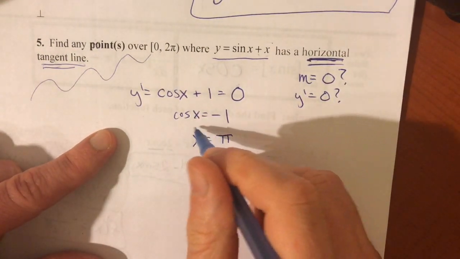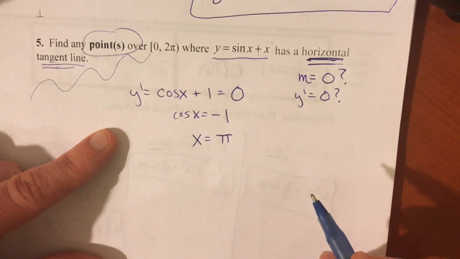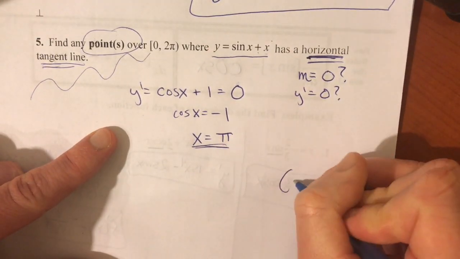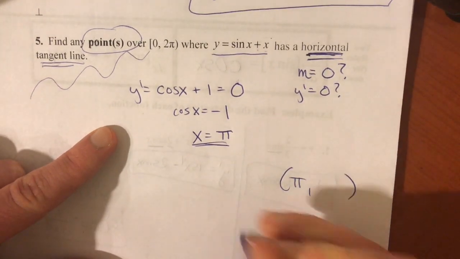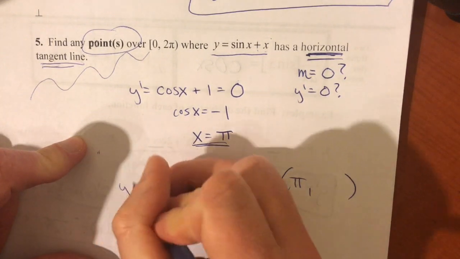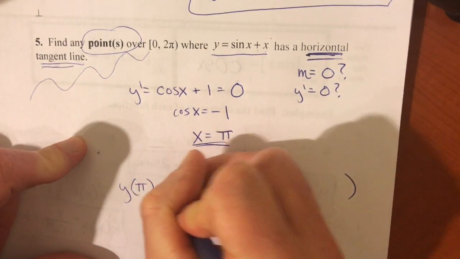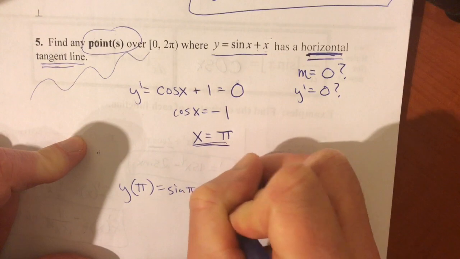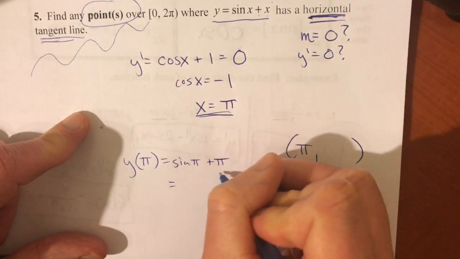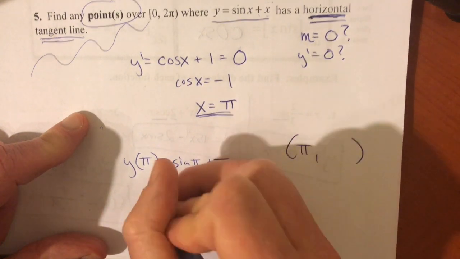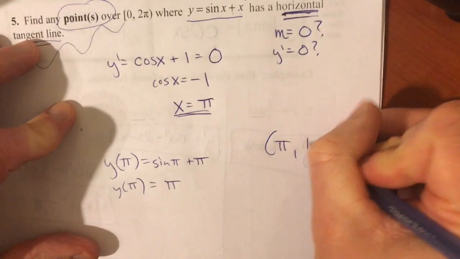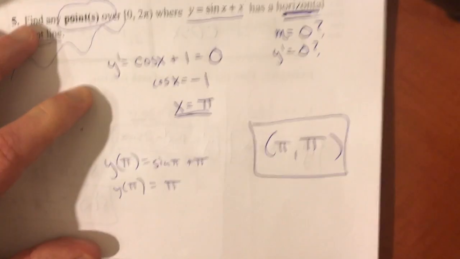So are we done? No, because they said points. So they're looking for the y coordinate as well. So now I know the x value. How do I get the y value? You plug pi in to the original function. So y of pi is sine of pi plus pi. What's the sine of pi? 0. 0 plus pi? Pi. Y of pi equals pi. So the point is pi, pi.